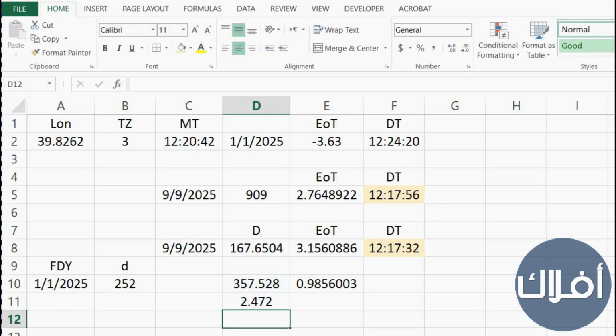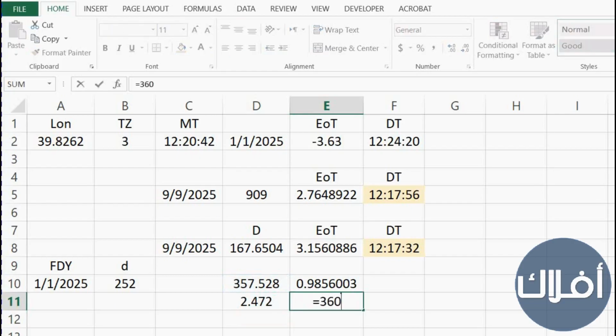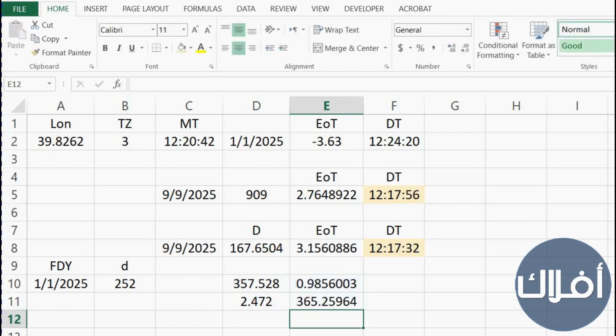The second number, 0.9856, is the angle the Earth rotates every day relative to the aphelion and perihelion. And if we divide 360 degrees by this number, we get 365.25964, which is the number of days the Earth takes to move from one perihelion to the next. And it's different from the number of days in the calendar year.